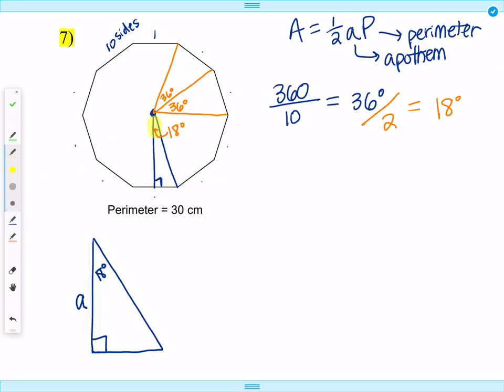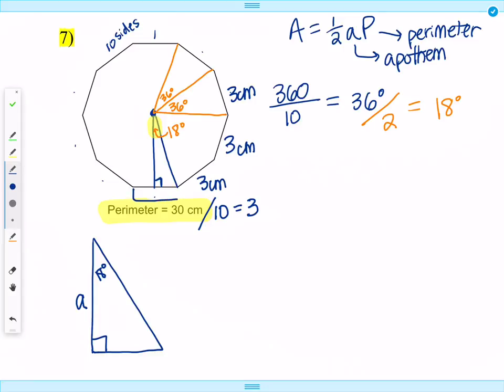So the piece that I haven't used yet is that perimeter of 30 centimeters. So we know perimeter is all the way around the shape. So we want to take that 30 and divide it by the number of sides that we have, which is 10. And that tells me that each side is 3 centimeters. Okay, and you could keep going all the way around if you wanted.